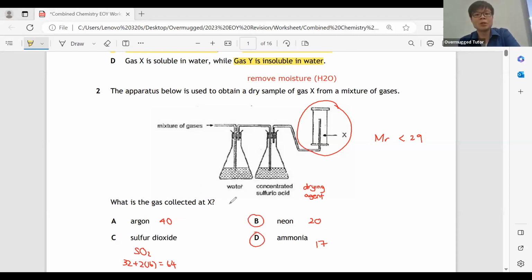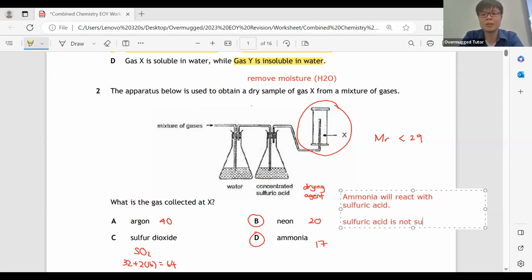What is commonly tested over here is that if you have sulfuric acid as a drying agent, you cannot collect ammonia gas. Why? Because it will react. If you react, how can you get back your ammonia gas? There shouldn't be any reaction. So what's commonly tested over here is ammonia will react with sulfuric acid. Sulfuric acid is not suitable as a drying agent.